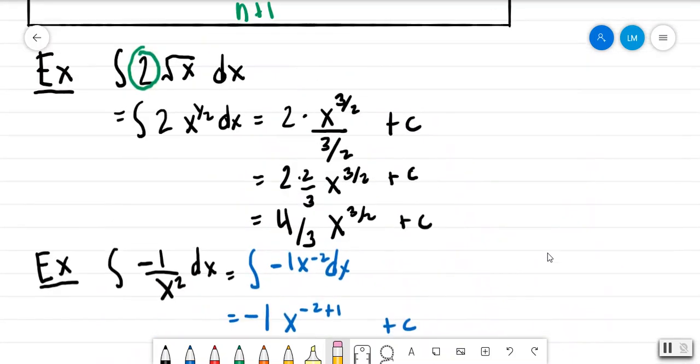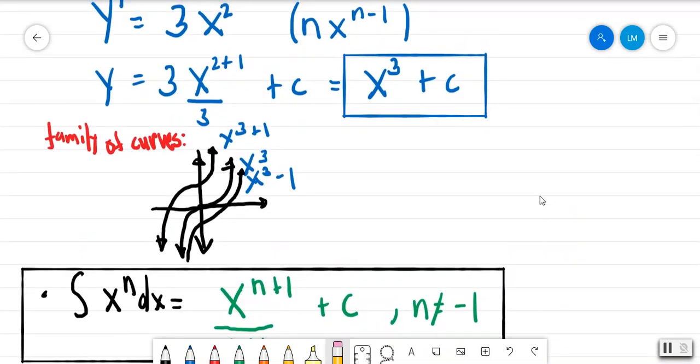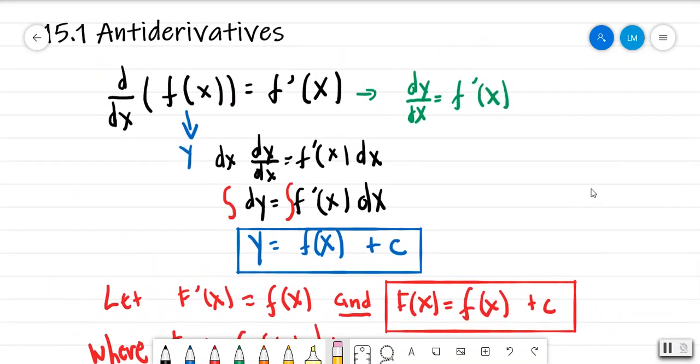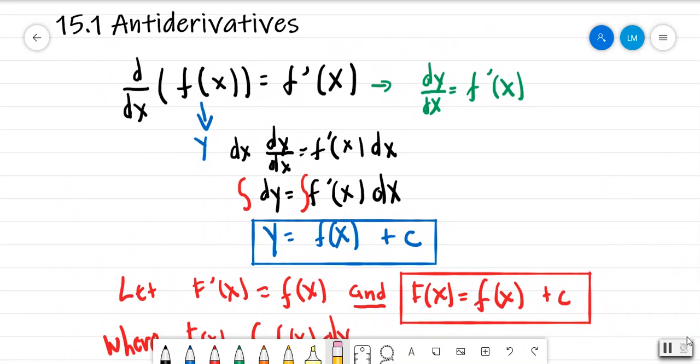Okay, so the next set of topics will be 15.2, which deals with not antiderivatives necessarily, but using a technique called the substitution method.